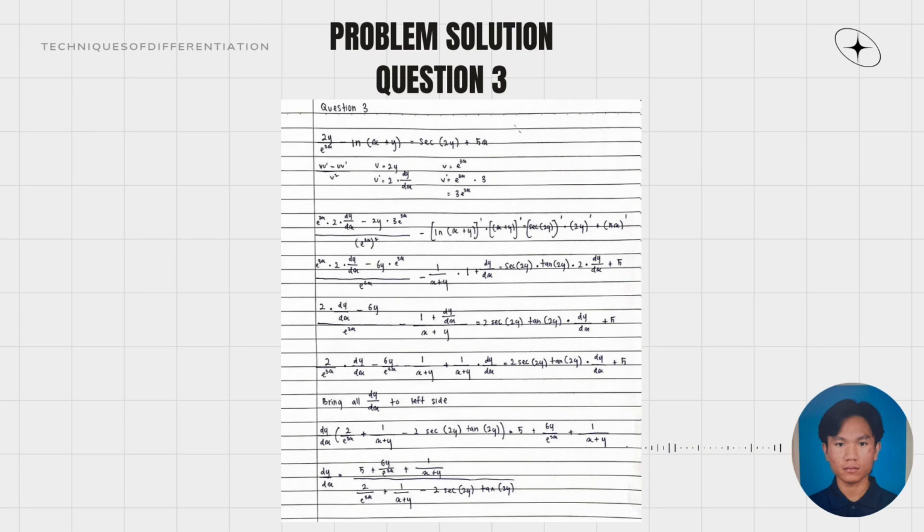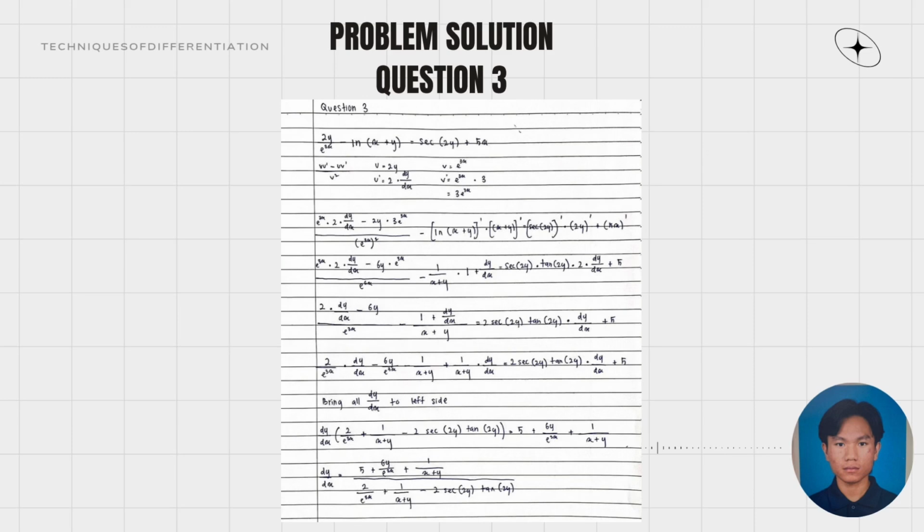We now rearrange the equation to group all the dy/dx terms on one side and the constants on the other side. After simplifying and moving terms around, we factor dy/dx from the left-hand side. We end up with dy/dx times the quantity 2 over e to the 3x plus 1 over (x + y) minus 2 secant 2y tangent 2y, equals 5 plus 6y over e to the 3x plus 1 over (x + y). And the last step, step 5, solve for dy/dx.